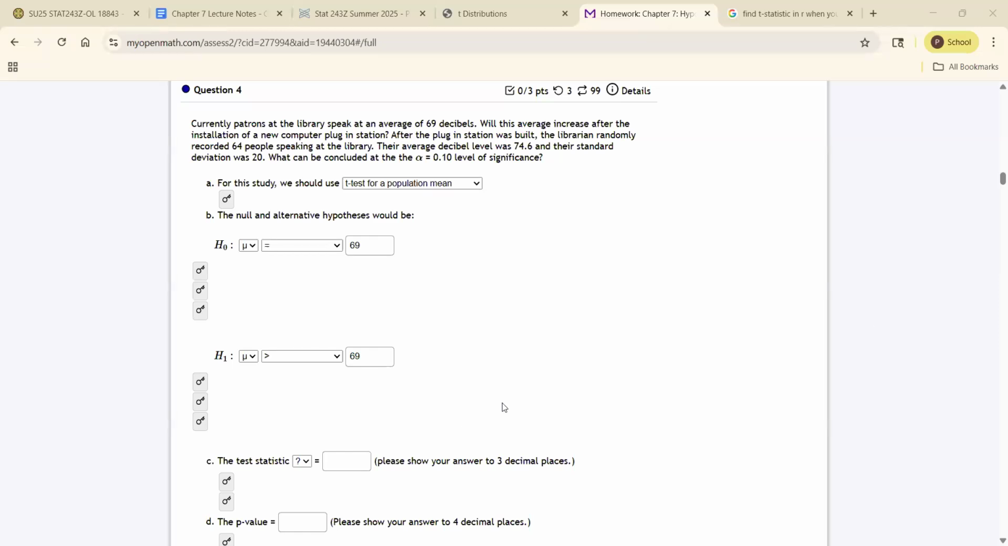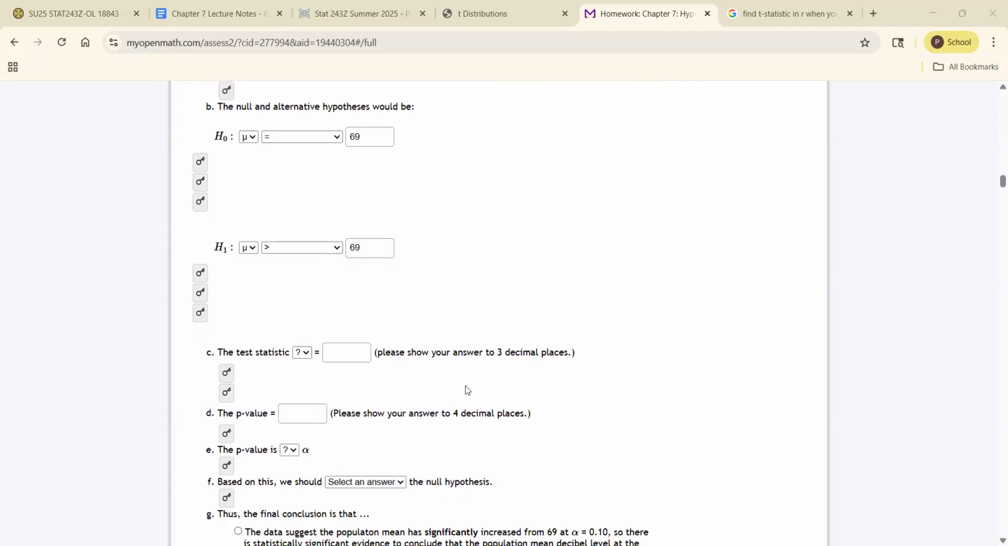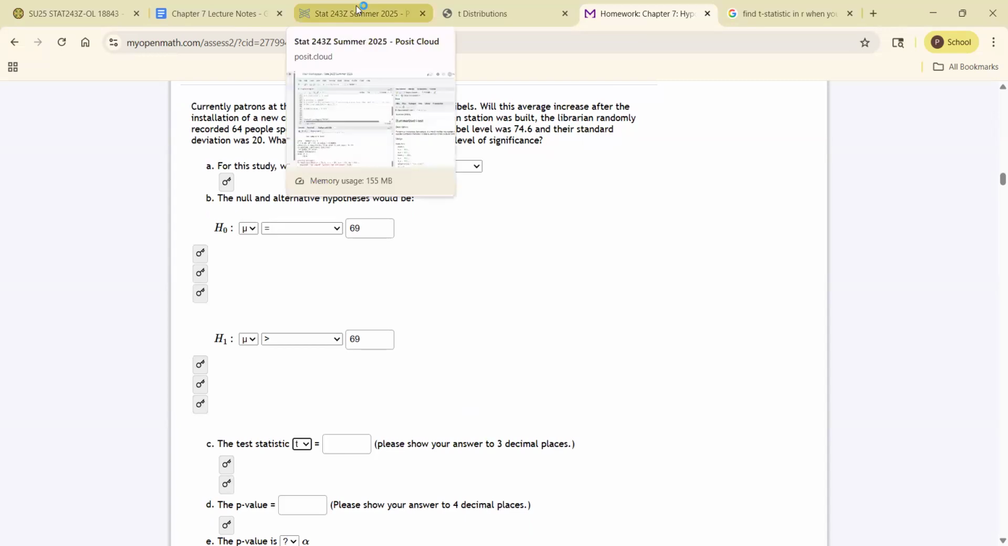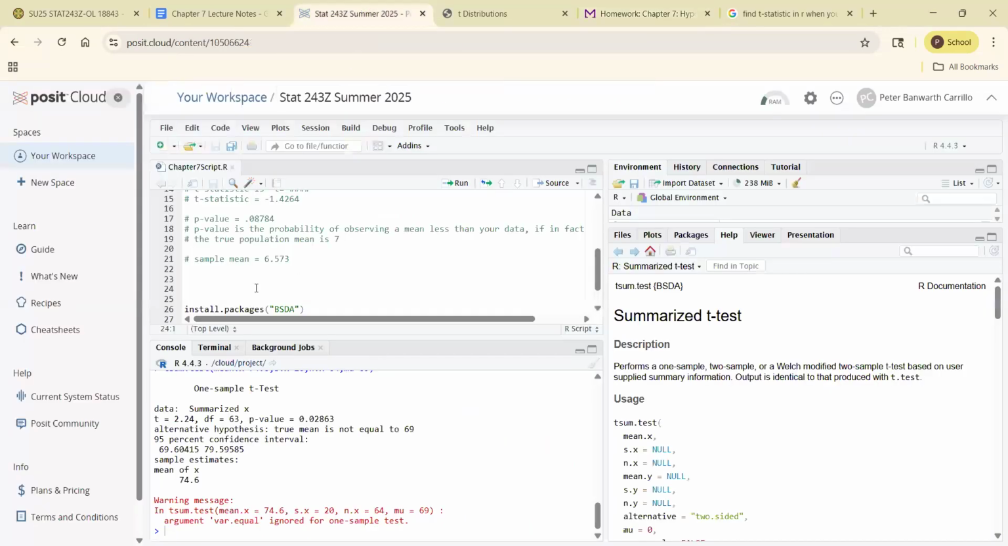Sorry, I had to pause the video, so that was probably an abrupt transition. Let's get back to it. So our test statistic will be a t-statistic because we're talking about the mean. Figuring out the t-statistic when you only have summary data, you have to do this a little differently in R. So I'm going to show you how to do that now.